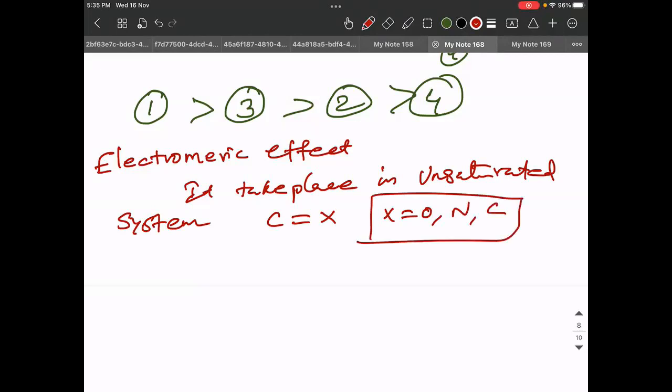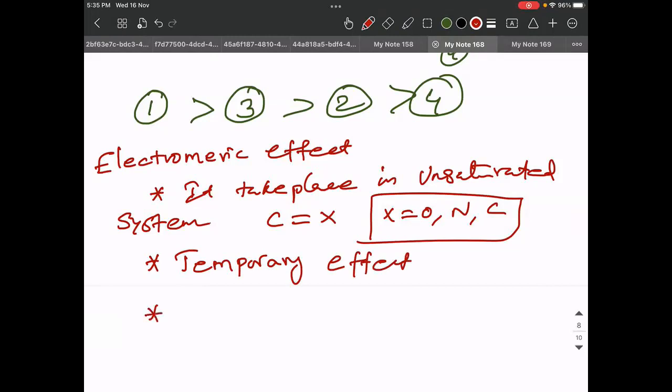Okay, so it's a temporary effect, but it will be predominant over the others. If you have an inductive effect and an electromeric effect, the electromeric effect will be dominant over the inductive effect. But it is a temporary effect, because only when you have the reagent will it take place. If you remove the reagent, the electromeric effect will not take place. That's why we say it is a temporary effect.